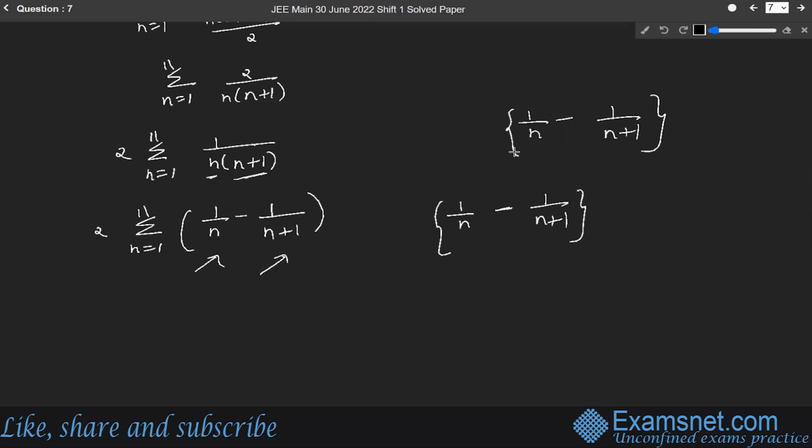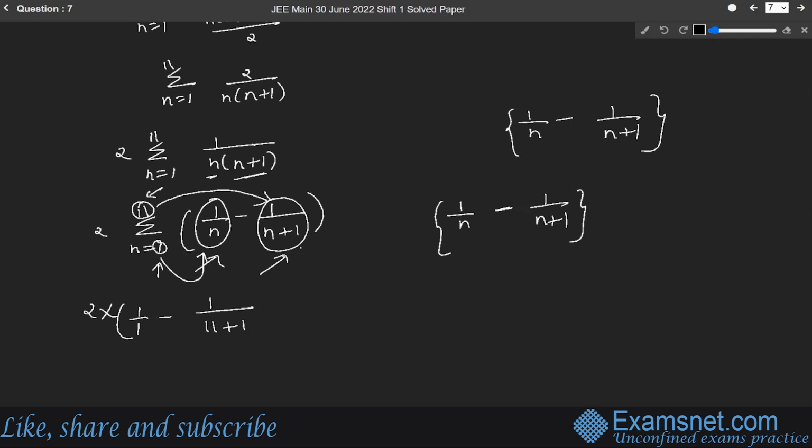Now what we have to do is, we have two values, n is equal to 1 up to 11. This is the first value and this is the final value. So we have to put n is equal to 1 in the first term and n is equal to 11 in the second term. Means n is equal to 1 will be substituted here and n is equal to 11 will be substituted in this part. So 1 by 1 minus 1 by n plus 1. In the last term, we have to put n is equal to 11, so 11 plus 1. So it will be 2 into 1 minus 1 by 12. 11 plus 1 is 12, right?